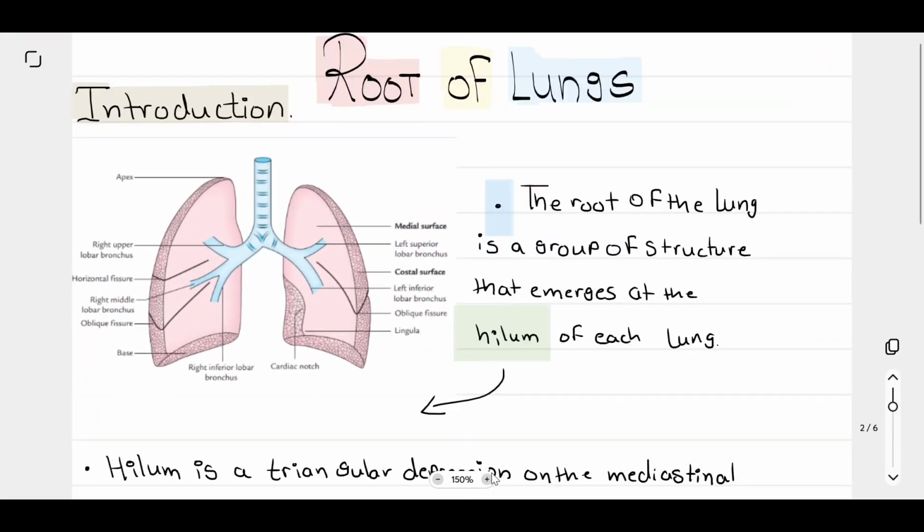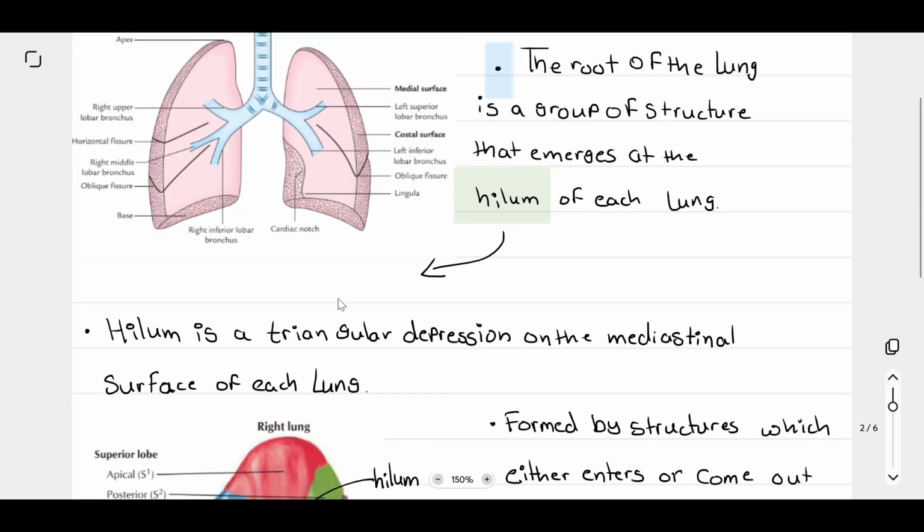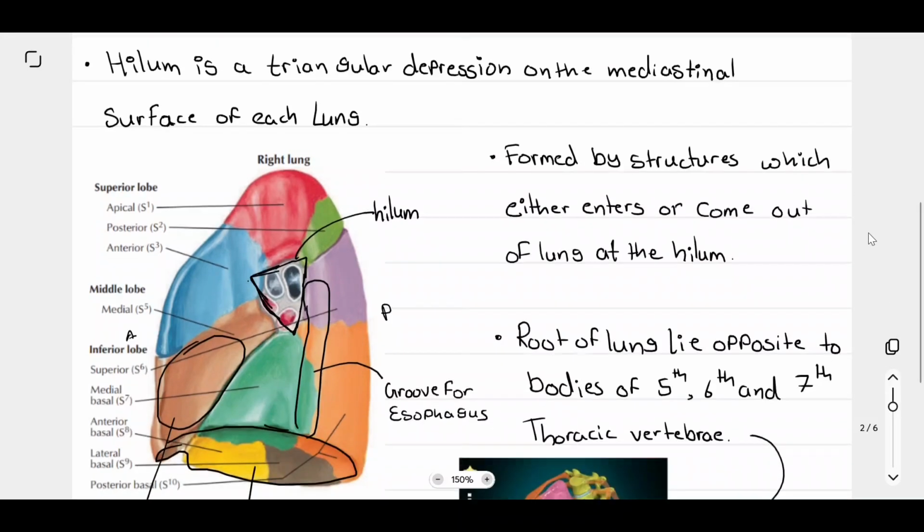Starting with the introduction. The root of the lung is a group of structures that emerges at the hilum of each lung. So the group of structures which are either going in or coming out at the hilum of each lung are said to be the root of lungs. So what is hilum? Hilum is a triangular depression on the mediastinal surface of each lung. The triangular depression. This is the dissected out lung.